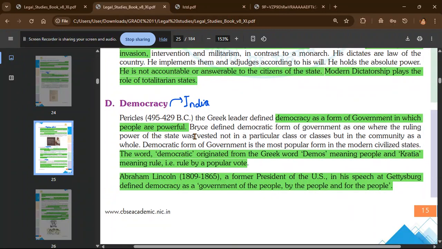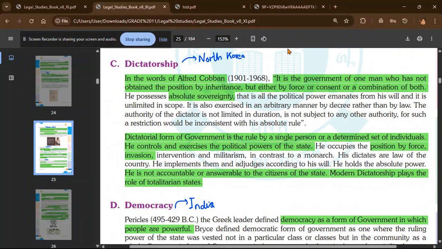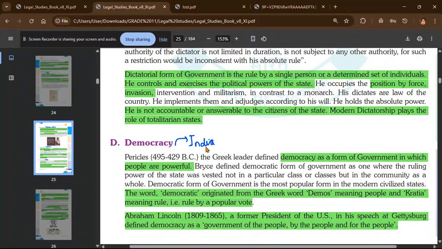Okay, next is democracy. One good example is India. For dictatorship, a good example was North Korea. For democracy, we have India. So basically, democracy as a form of government is one wherein the people are very powerful. The word democracy originated from the Greek words demos, meaning people, and kratia, meaning rule. So it means rule by popular vote or rule by the people.